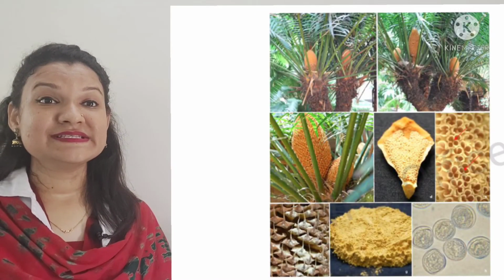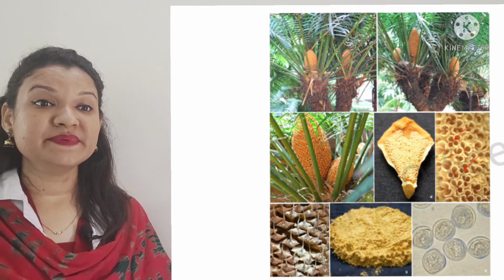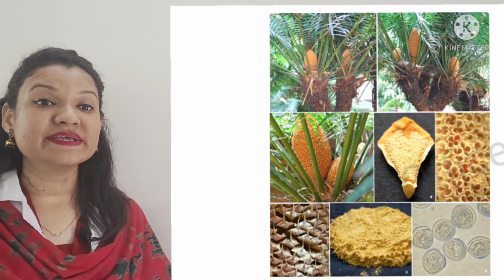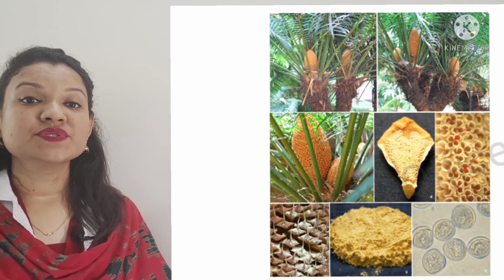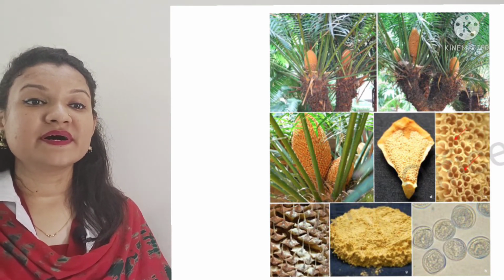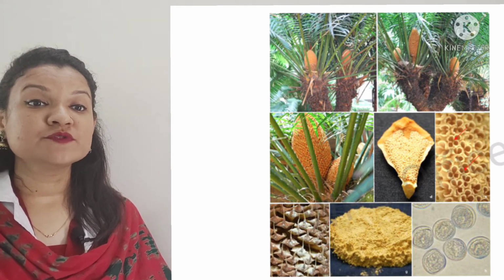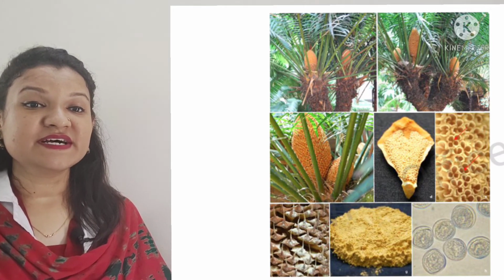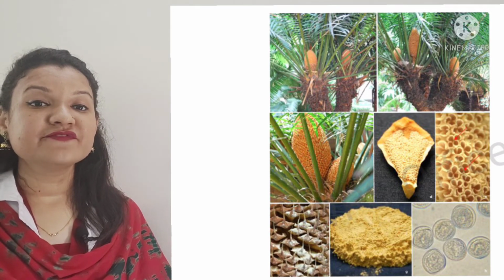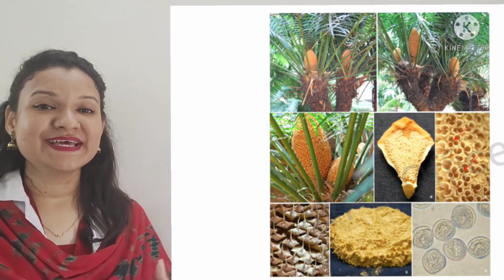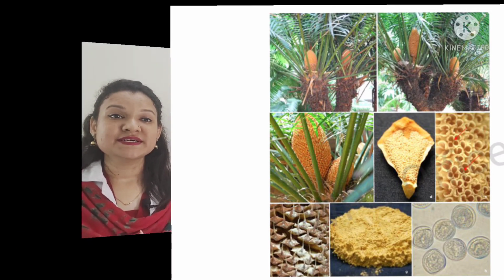Here, as you can see in the picture, this is Cycas circinalis. A and B show a single male cone on each branch of the male plant, and C shows two male cones on a branch of the male plant. D shows the microsporophyll with sporangia, E shows the dehisced sori, F and G show dry powdery pollen, and H shows pollen grains. I hope you understand.